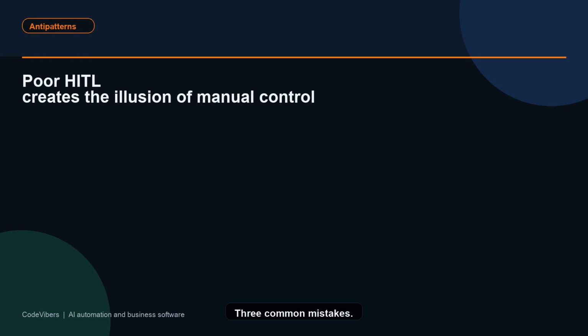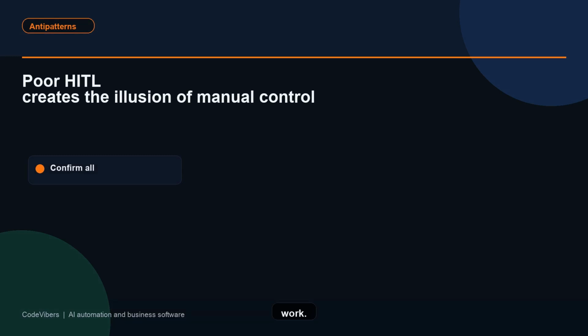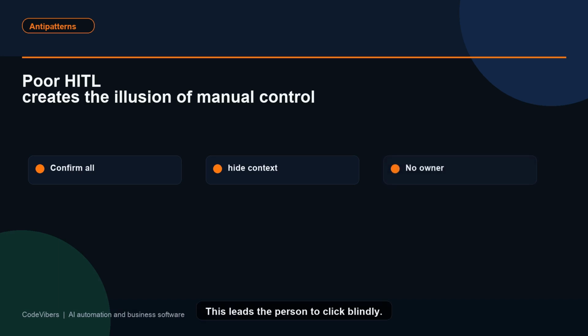Three common mistakes. First, asking a person to confirm every minor detail. This eliminates speed and turns AI into an expensive interface for manual work. Second, showing the reviewer only the final output without sources or reasoning. This leads the person to click blindly.